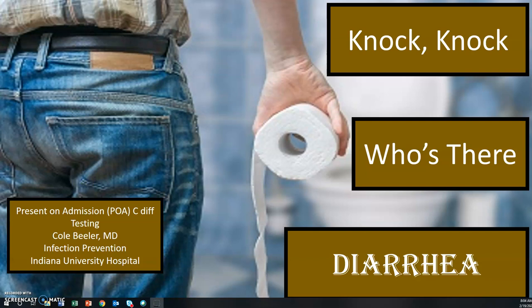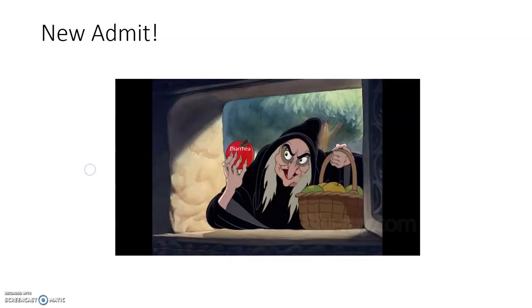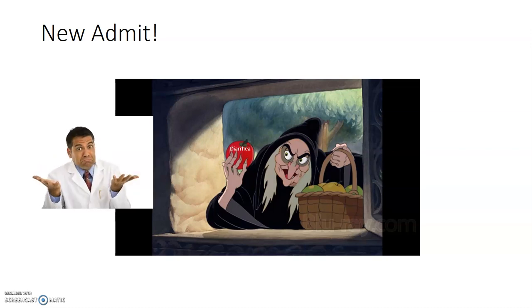I'm going to be talking about how, when, and why to test for C. diff on admission for patients with diarrhea. So you're admitting a patient with Crohn's disease for worsening diarrhea and abdominal pain. They tell you they've been pooping like crazy at home, but it is obviously hard to quantify this. You suspect this is just a straightforward Crohn's flare and start the patient on steroids.